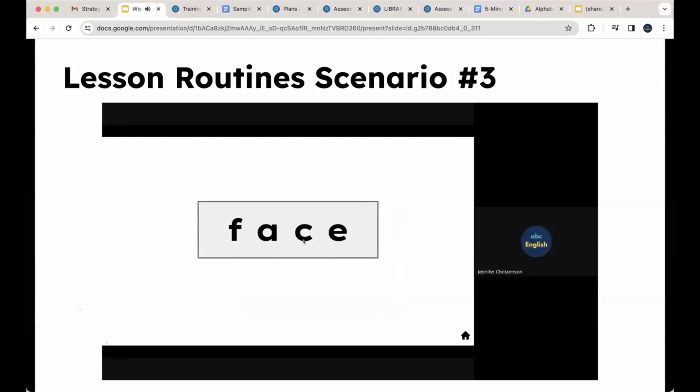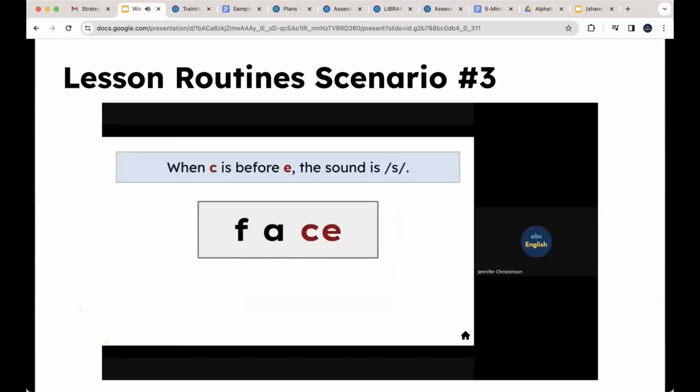Say. This is interesting because this letter has the S sound. Okay. When C is before E, the sound is S. This says when C is before E, the sound is S. Yeah, exactly. So the sound right here is S. So the word is face.